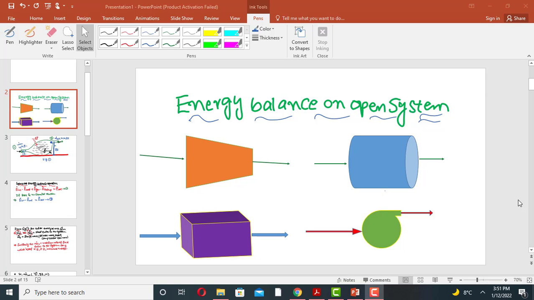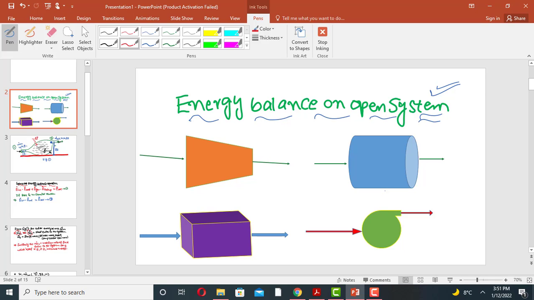In this lecture we will discuss the open system, energy balance on an open system. In the previous lecture we discussed the closed system. Closed systems are those systems which are closed to mass, but can be open to energy. But open systems are those systems which are open to both mass and energy. So there is a difference between open and closed systems.